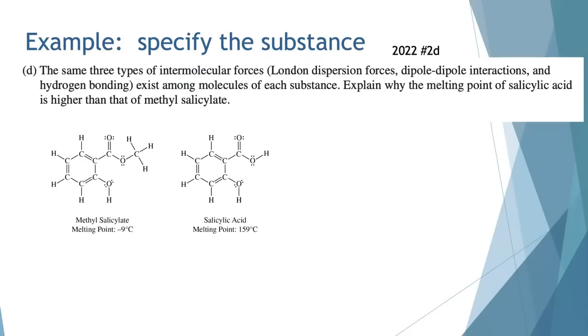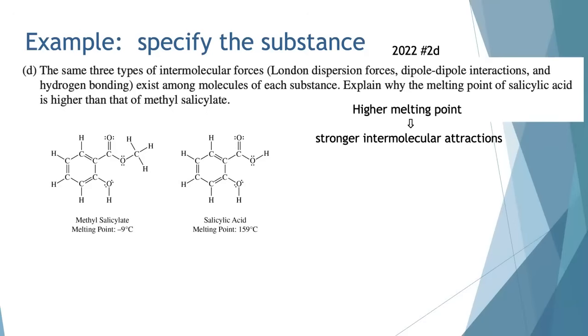For example, from the 2022 exam, there was a question about comparing IMFs. The same three types of intermolecular forces exist among molecules of these two substances. So we have methyl salicylate and salicylic acid, and they have very different melting points. Explain why the melting point of salicylic acid is higher than that of methyl salicylate. And you can see they're very, very similar structures.